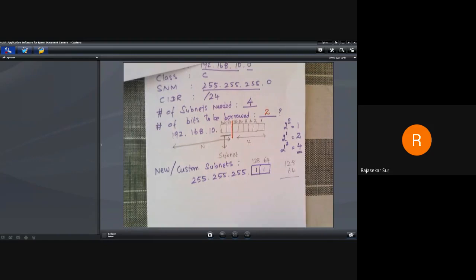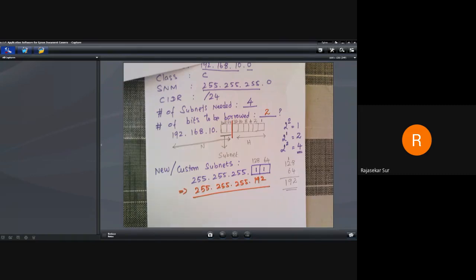Now if I add 8 plus 4, 12. So 2 balance 1. So this is 6 plus 2, 8, 8 plus 1, 9. This is 192. So now what is your new subnet mask? Your new subnet mask is 255, 255, 255, okay, 192. This is your new subnet mask.